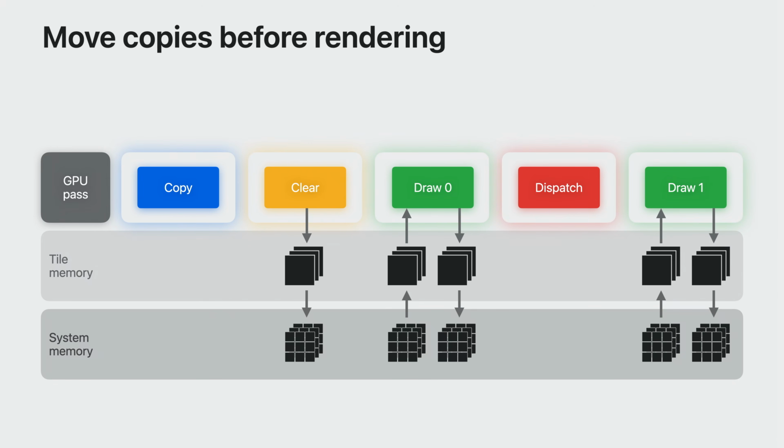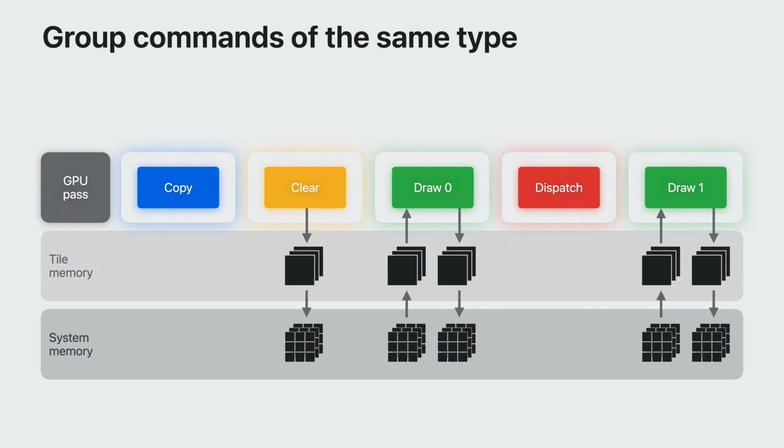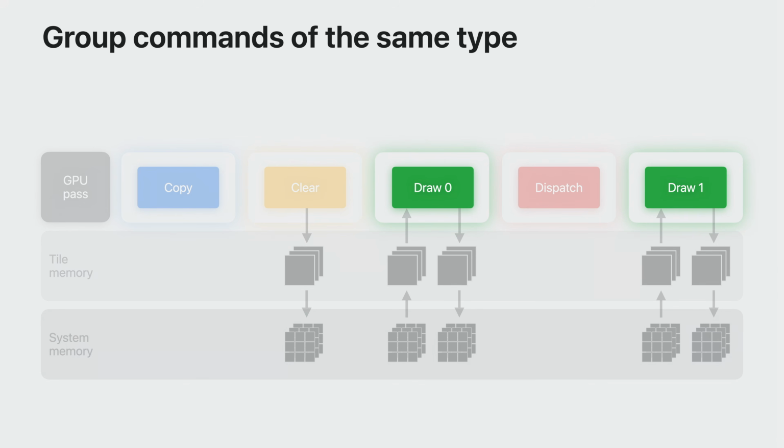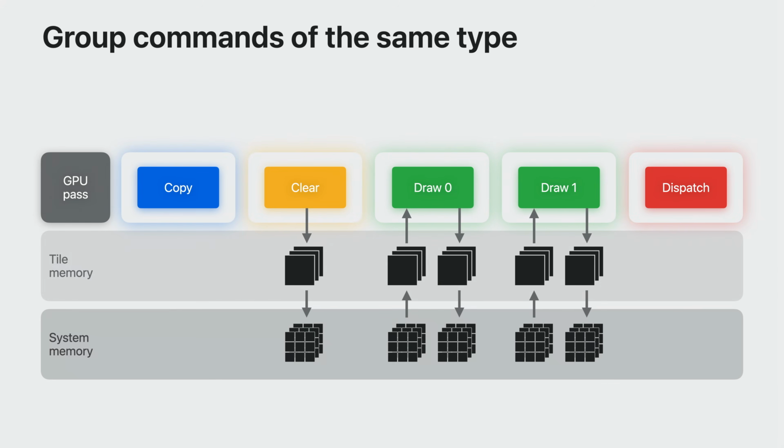After the change, the copy is now first, then the clear, draw 0, dispatch and draw 1. If there is no dependency between the two draw calls and the dispatch, you should reorder them, so you can batch draws and dispatches together. In this example, after switching the order of the draw and the dispatch calls, you now have 2 render passes after each other. This scenario is perfect for merging them into a single render pass if they share the same render targets, saving significant memory bandwidth.